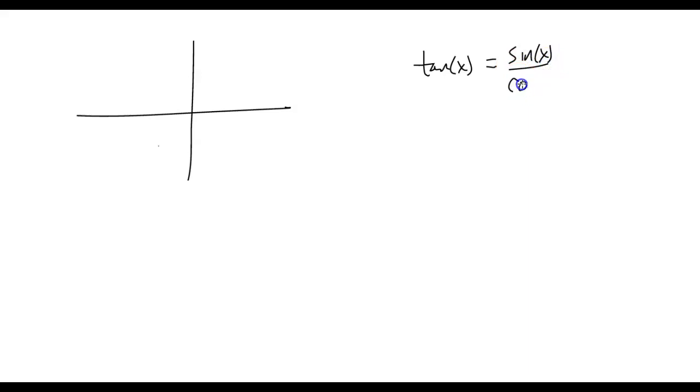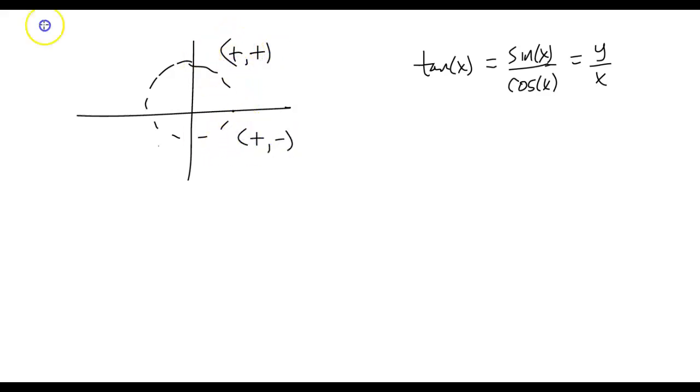Because if we think about tangent in terms of quadrants here, tangent is the ratio of sine over cosine, which in terms of points on the unit circle is the y coordinate divided by the x coordinate. If we're looking at a unit circle, points here have both x and y positive. Points down here, x is positive, y is negative. Here, x is negative, y is positive. And here, both of these are negative.